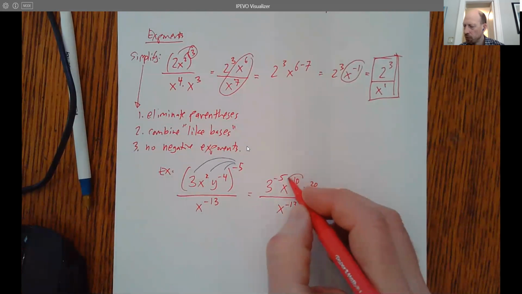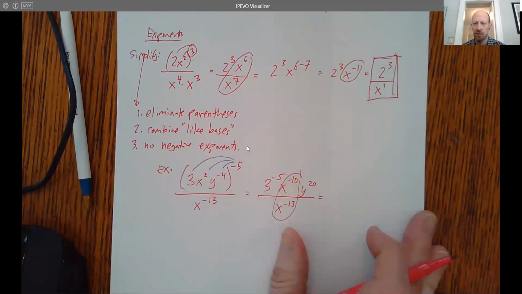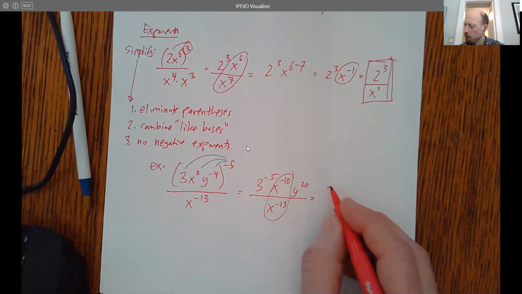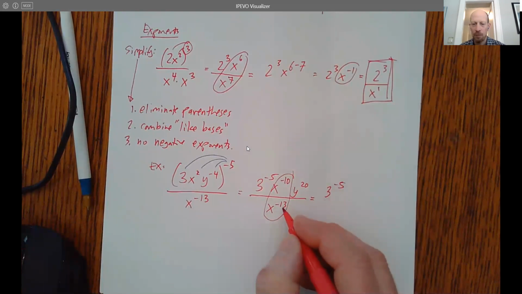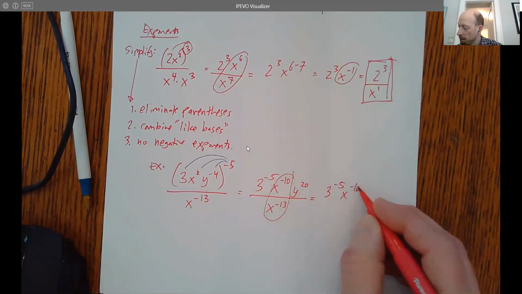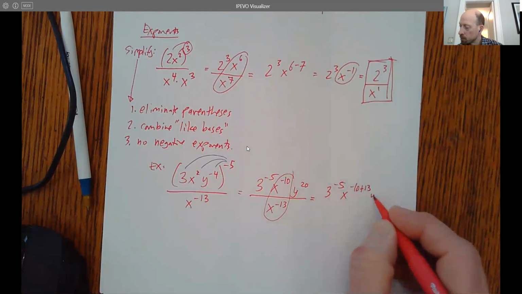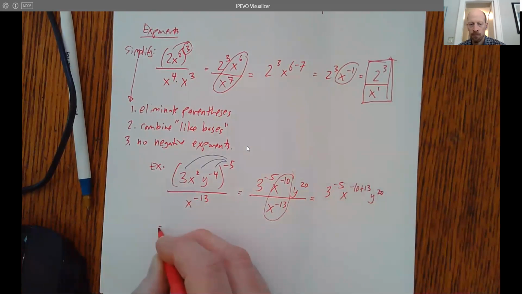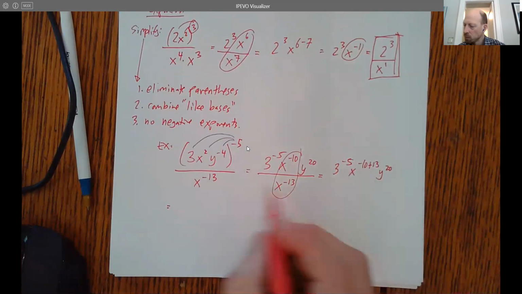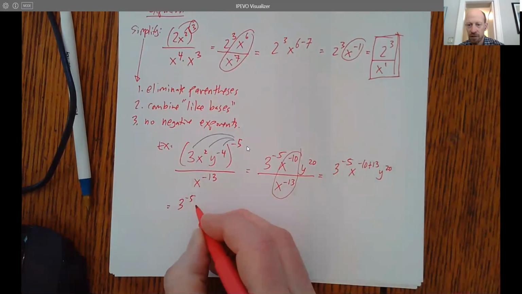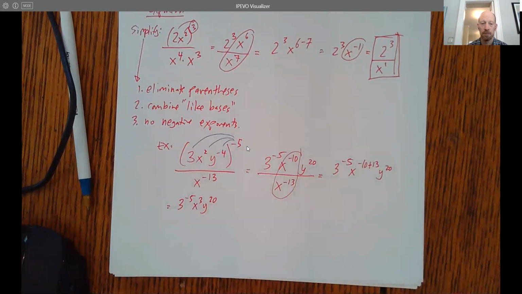So hopefully what you see here is these 2 x's, which I need to combine. When I bring the negative 13 up, it should become positive 13. So I have 3 to the minus 5, x cubed, y to the 20th. So this is good. I've got the like bases combined.